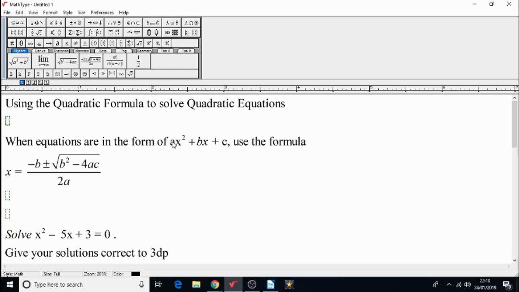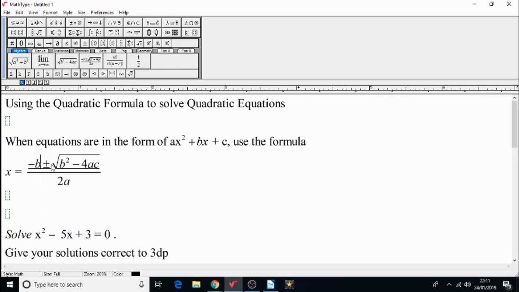When equations are in the form of ax squared plus bx plus c, use the formula x equals minus b plus or minus the square root of b squared minus 4ac, all divided by 2a. This is how you're going to find x, using this formula.